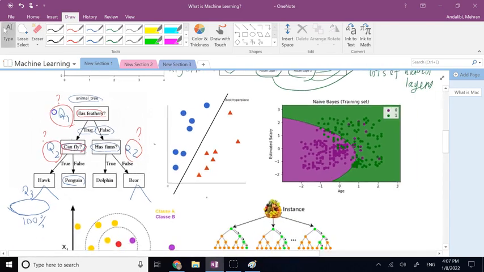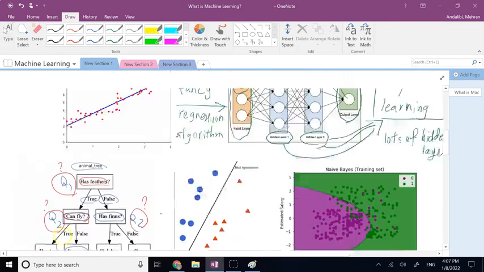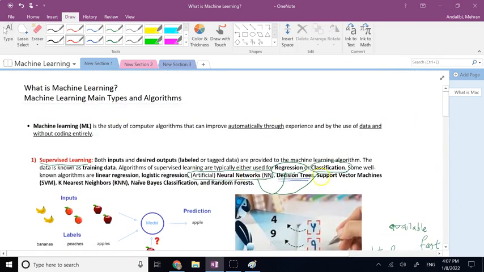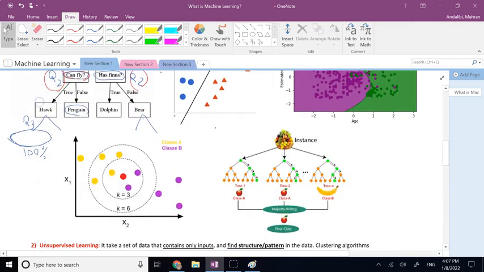Okay, so you have seen these decision trees, and since I'm at decision trees right now, before I go to support vector machines, I would like to talk about random forest because it's very much related to decision trees. So let me talk about this right here. What is a random forest? A random forest is what we call an ensemble learning method.